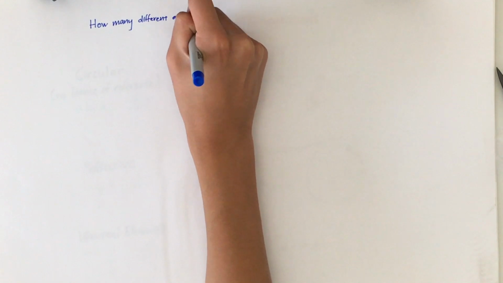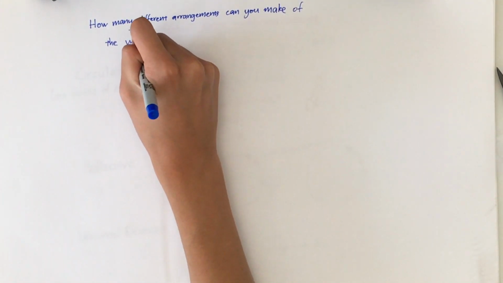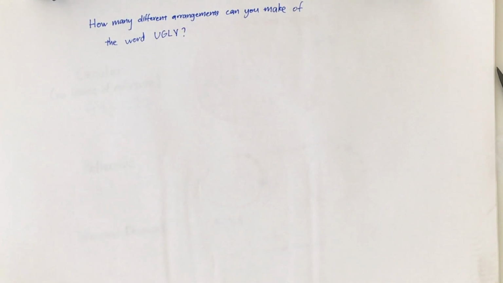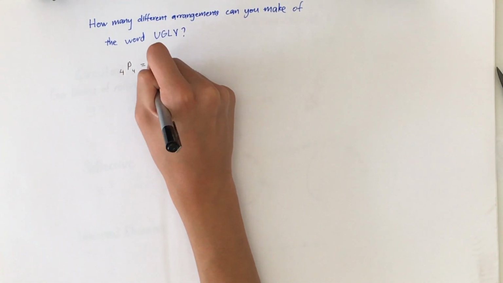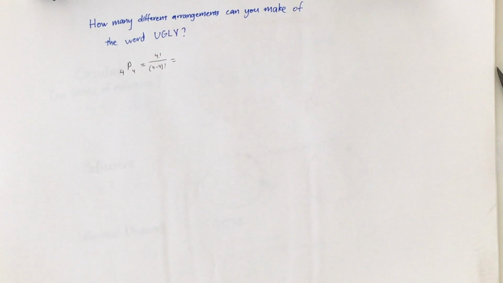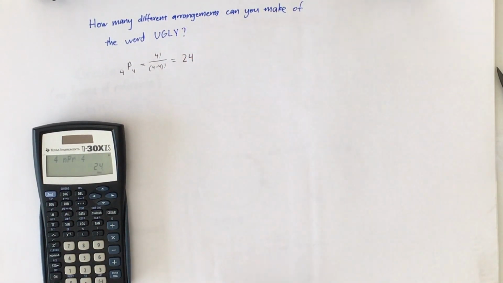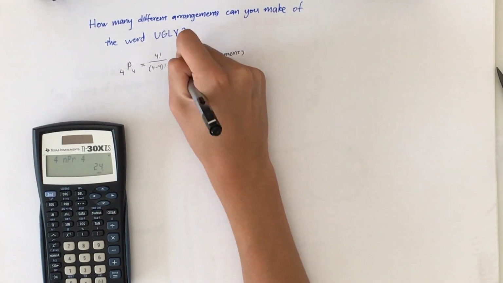Alright, finally on to our practice problems. So we want to find out how many different arrangements, without repeats, of the letters in the word ugly we can make. So there would be 4 numbers in the set, and 4 that we're taking at a time, so it's just 4 factorial, or that's 24 different arrangements that we can make.